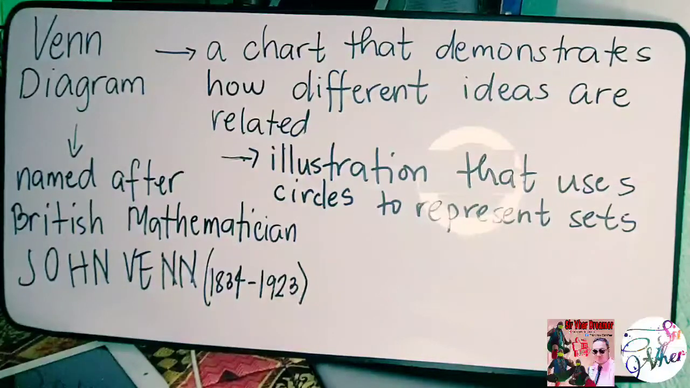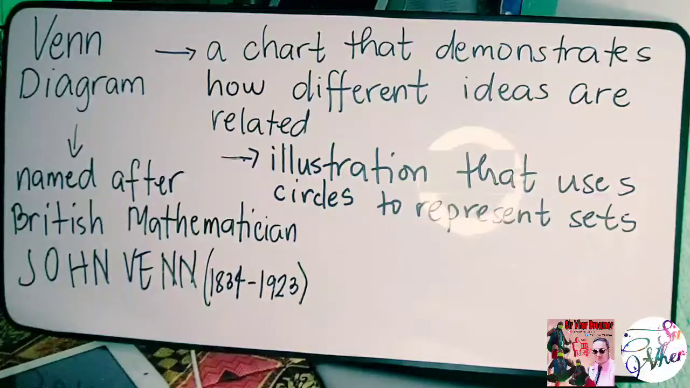A Venn diagram is a chart that demonstrates how different ideas are related, or an illustration that uses circles to represent sets. By the way, the Venn diagram is named after the British mathematician John Venn. Take note, John Venn, a British mathematician from 1834 to 1923.